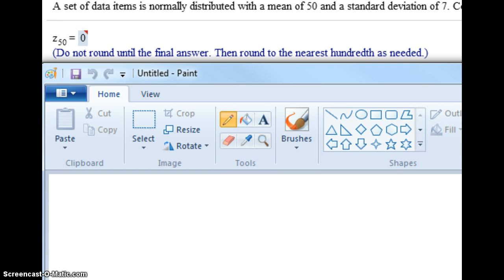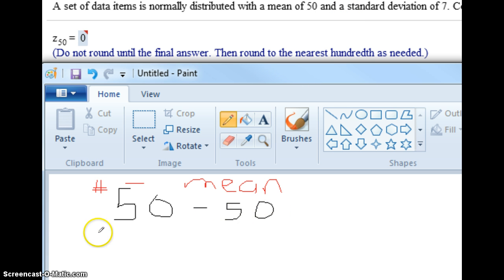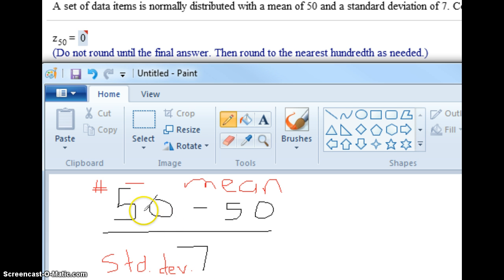is you're going to take whatever the number is. In this case, they told us the number was 50. So you take the number and you subtract the mean. Sorry, my writing is a little ugly. In this case, the mean is actually 50 as well. So the number minus the mean and divide by the standard deviation, which was 7. So you divide by the standard deviation. Well, in this case, we get 0 divided by 7, which equals 0.